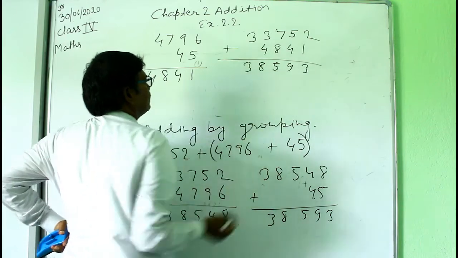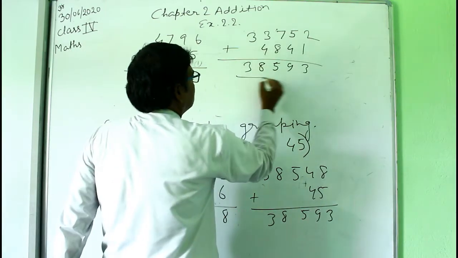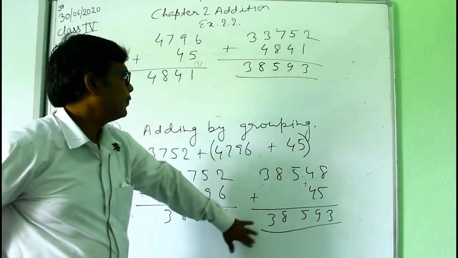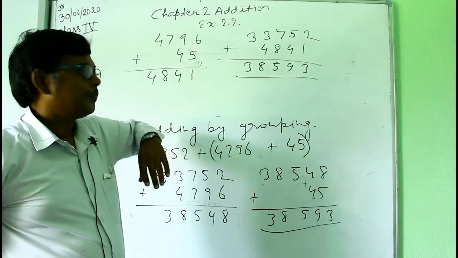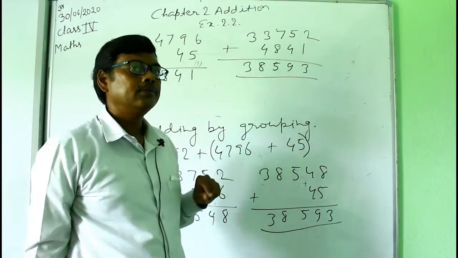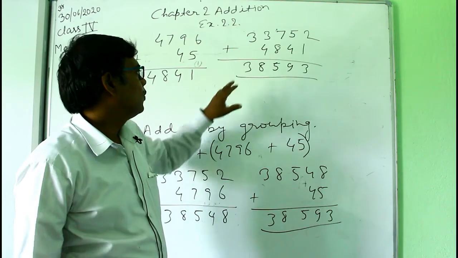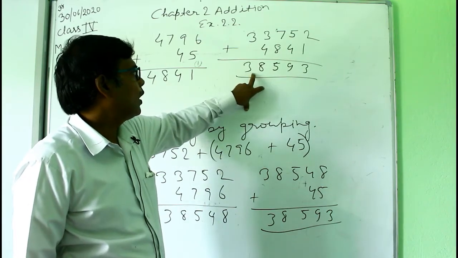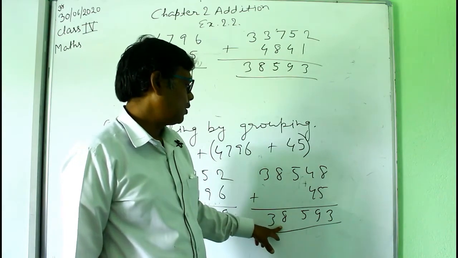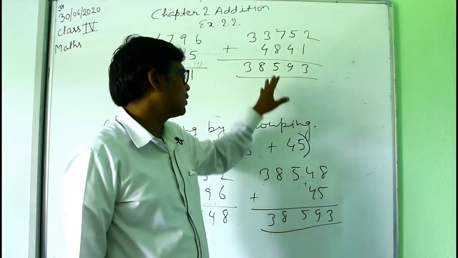Now see this answer, here this answer and this answer. Observe these two answers here. In these two answers, what do you see? Are they equal? Yes, they are equal. This is 38,593 and this number is also 38,593. Both answers are equal here.